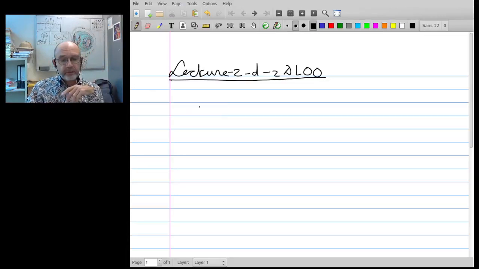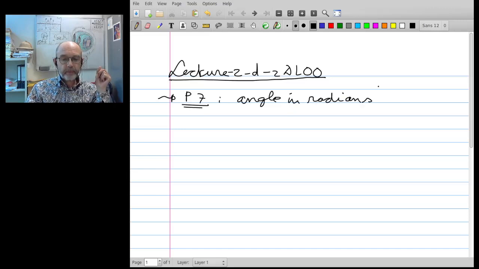Yeah, just a little bit about the P7 maybe. Angles are always done in radians. So dimensionless. And never do it with degrees.